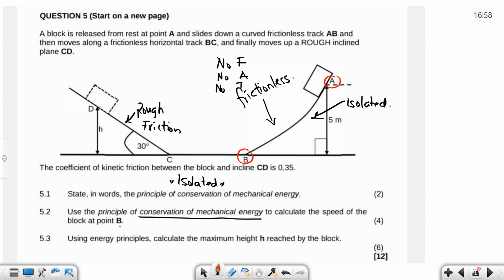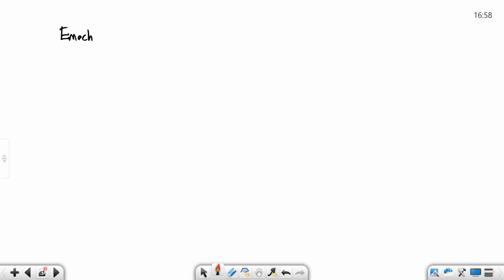All right, so we're looking at work done by non-conservative forces, which means the kinetic energy at point A is the same as the kinetic energy at point B. E mech at point A is equal to E mech at point B. Now, what is mechanical energy? That's the key. If you forget that, it becomes a problem. Let's quickly define mechanical energy. It is the sum of kinetic and potential.